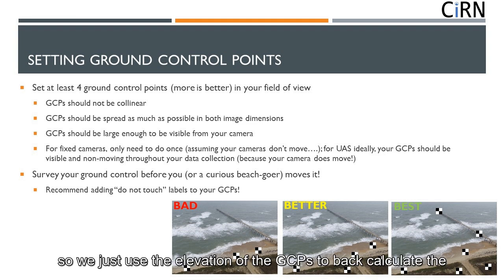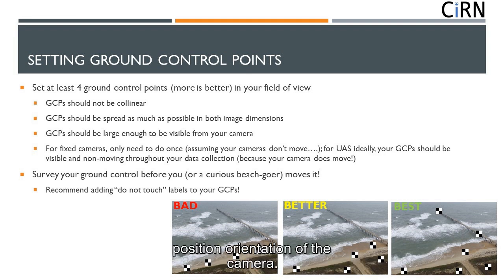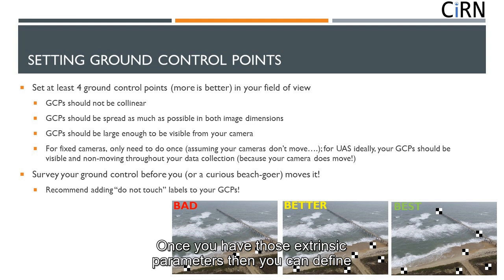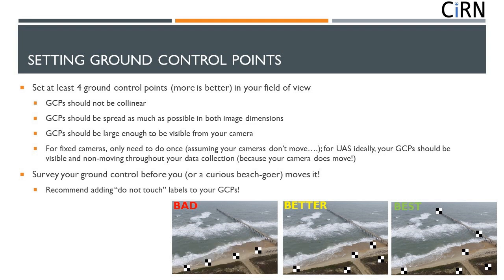No, so we just use the elevation of the GCPs to back calculate the position and orientation of the camera. Once you have those extrinsic parameters, then you can define whatever elevation you want for your grid points. So you can give them all the tide elevation or something like that. Does that make sense? So the elevation matters for the initial solution. And then when you go to define your grid points, you can redefine the elevation of what you're interested in. Does that answer your question, Hiro?